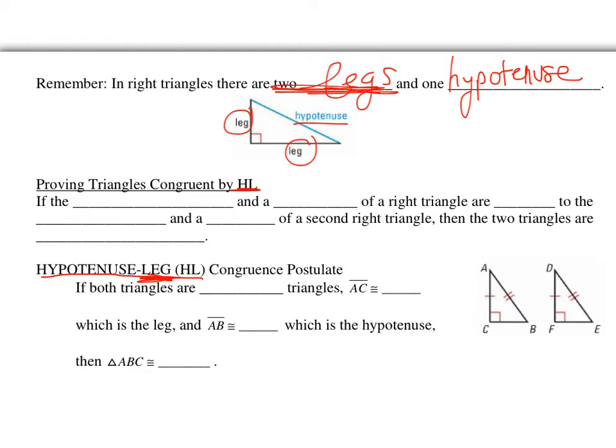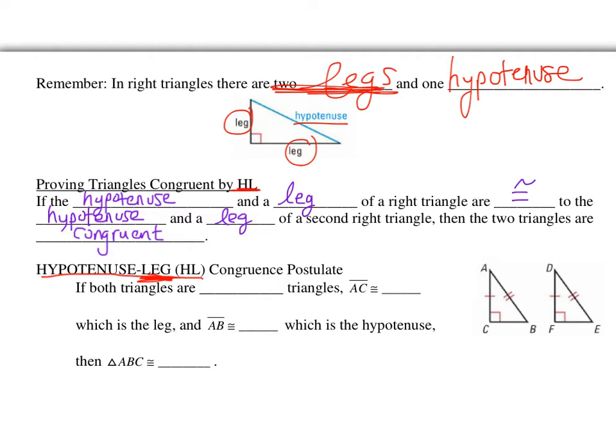So our definition is if the hypotenuse and a leg of a right triangle are congruent to the hypotenuse and a leg of a second right triangle, then the two triangles are congruent.